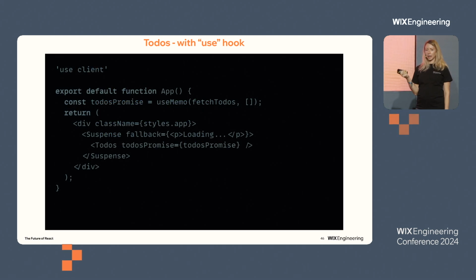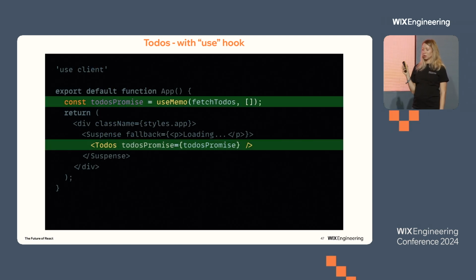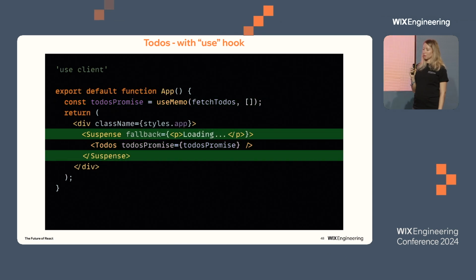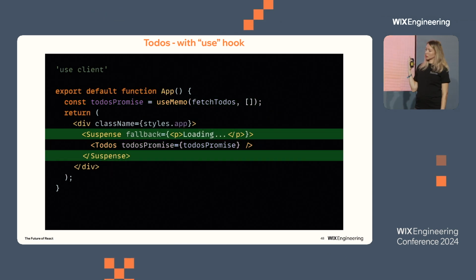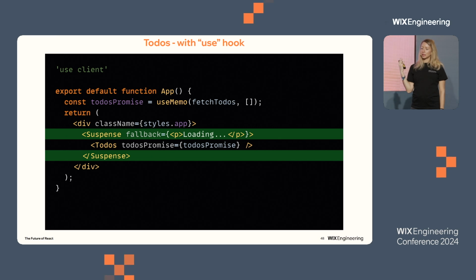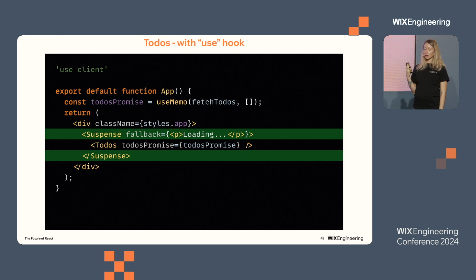So this is the main app component. We fetch inside an independent use memo, which is good because it will be only called once. And the promise is passed to the to-dos component. Finally, we wrap the to-dos component with suspense. That means that as long as the to-do promise is pending, the fallback with loading state will be displayed.